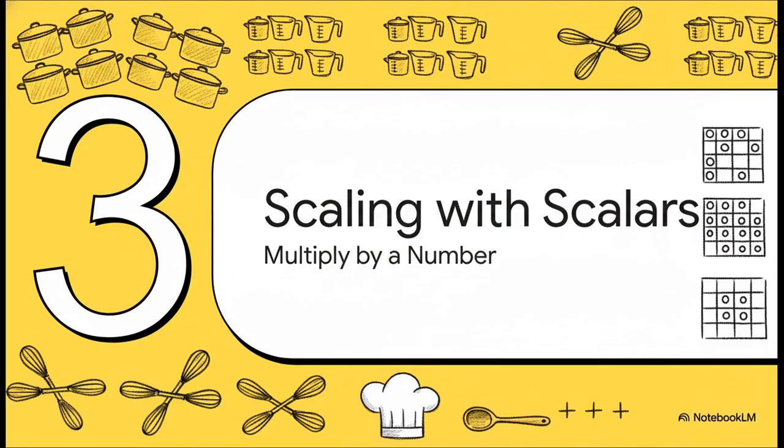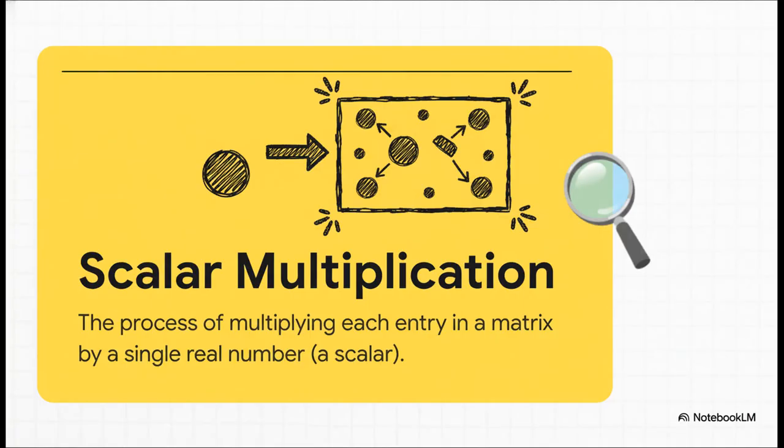All right, let's build on that. What if you wanted to multiply an entire matrix by just one number? Like, say you need to triple an entire recipe. That's where something called scalar multiplication comes in, and it's super useful. The word scalar sounds a little fancy, but it's really just a normal single number, not a whole matrix. So scalar multiplication is just taking that one number and multiplying every single entry inside the matrix by it.